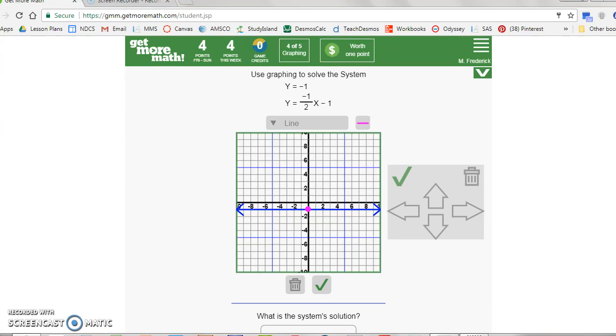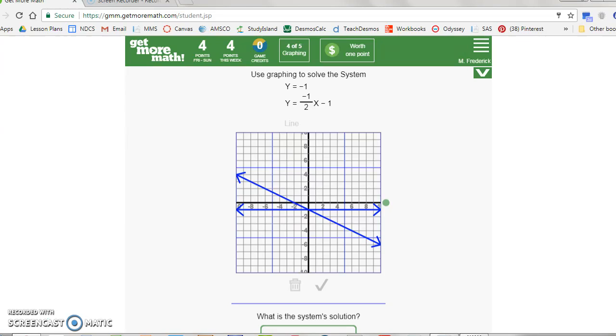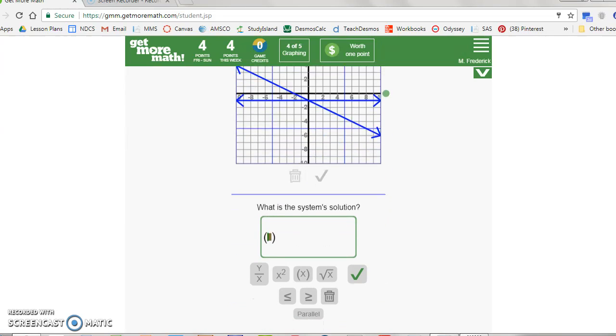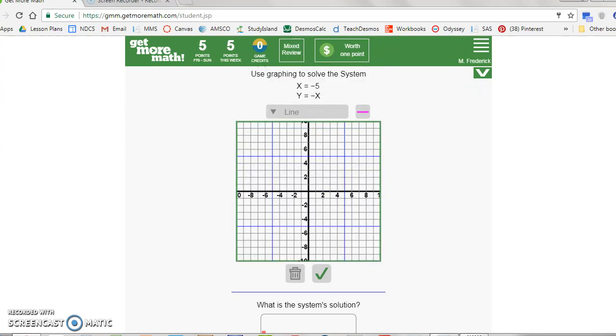Our y-intercept is negative 1. Our slope is negative 1/2. So we'll go down 1 over 2. And then we can check this. Our intersection point here is 0, negative 1. And we could continue to graph in this manner.